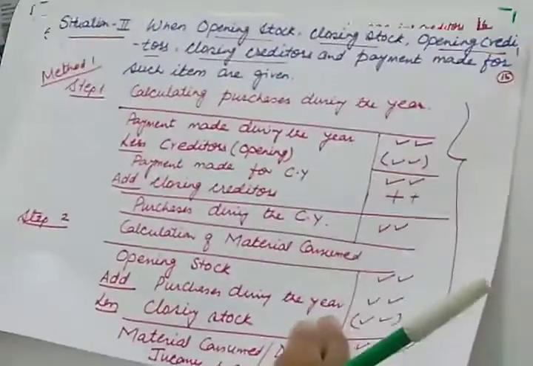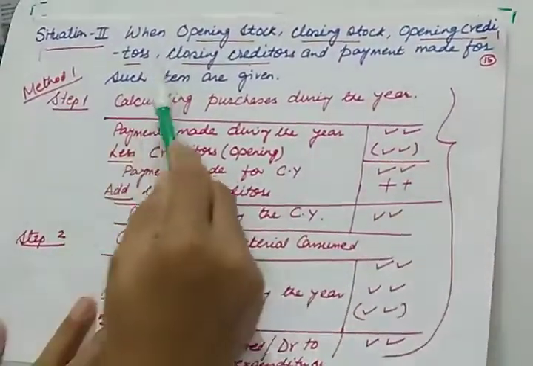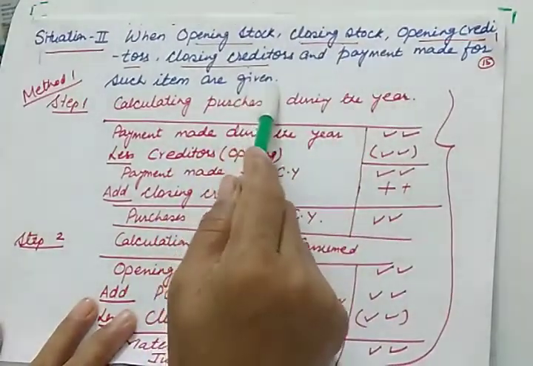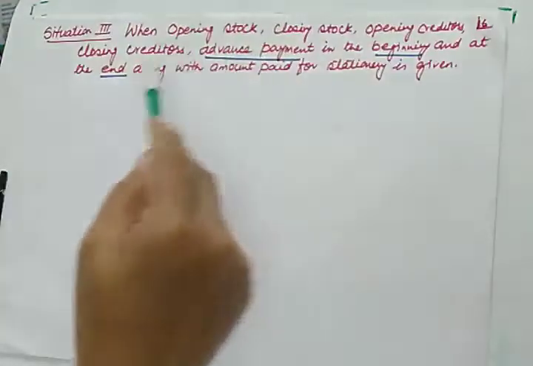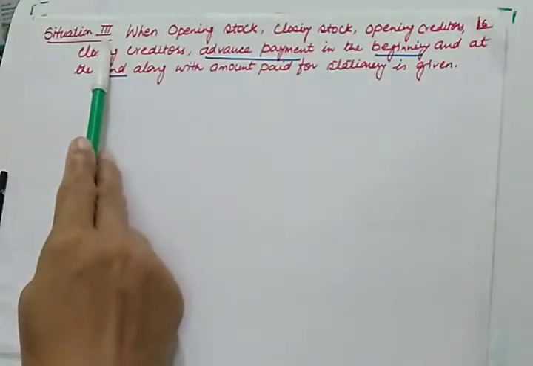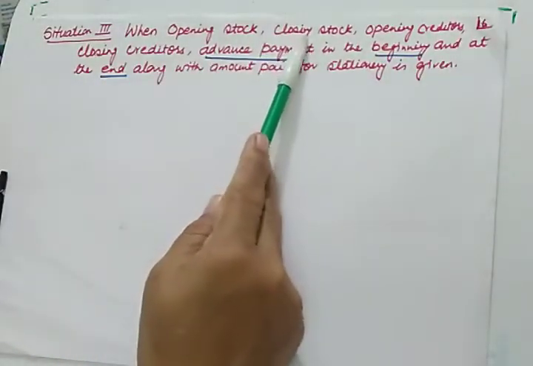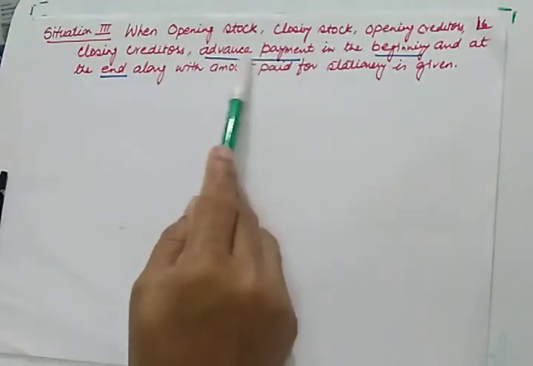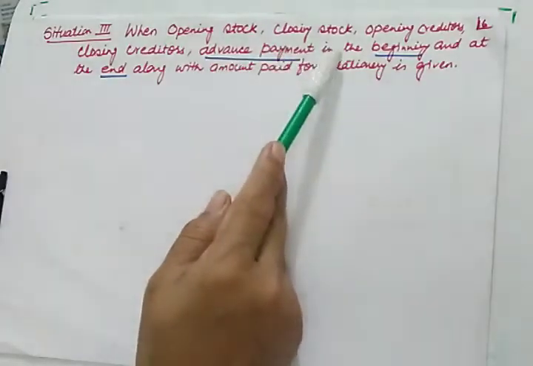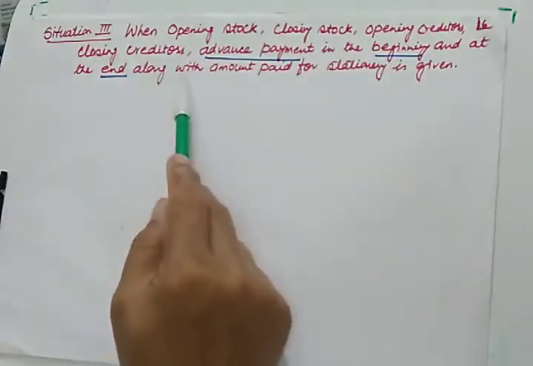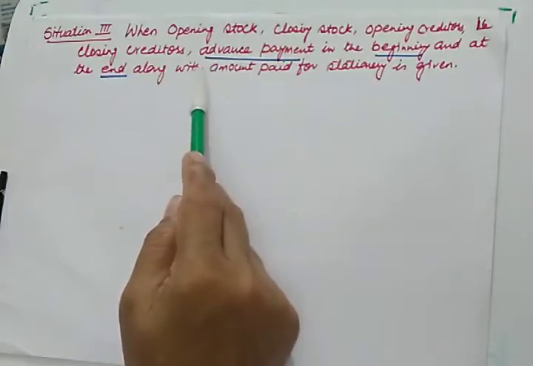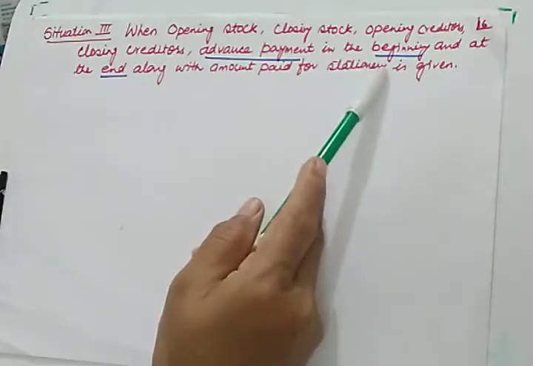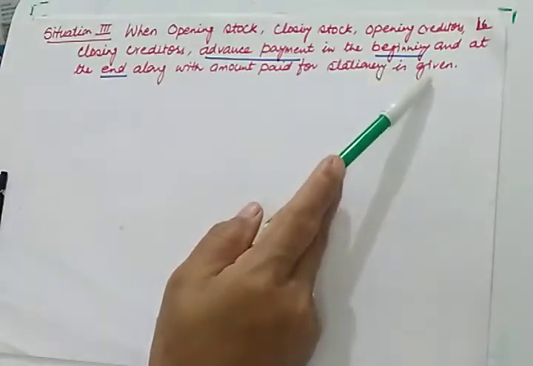Hello students, in the previous lecture we did situation 2, where opening stock, closing stock, opening creditors, closing creditors and payment made for such items are given to us. Now in today's lecture we are doing situation 3, where opening stock, opening creditors, closing creditors and advance payment in the beginning and advance payment at the end are given to us, along with the amount paid for stationery, material, or medicines.